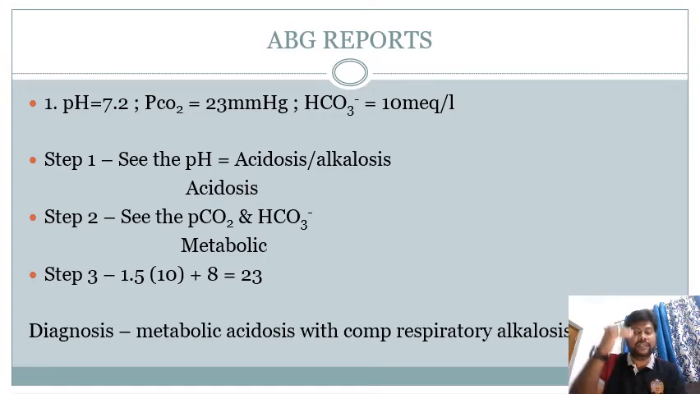After this, step 2 is to see the PCO2 and bicarbonate level, which is favoring your step 1 diagnosis. If PCO2 is favoring, then it is a respiratory disorder. If bicarbonate is favoring, then it is a metabolic disorder. After confirming the diagnosis, now you have to see whether it has compensated or not. For that you have to find the formula for this particular disorder, substitute the value in that formula, compare it with the patient's value, and you can easily make out whether it is compensated or not. So this is how acid-base disorders can be diagnosed.